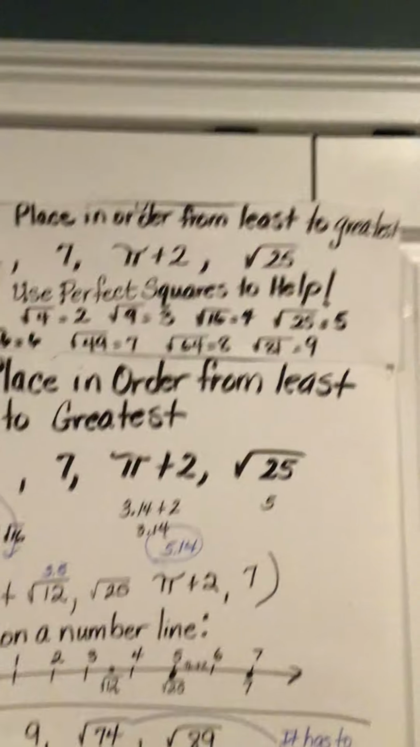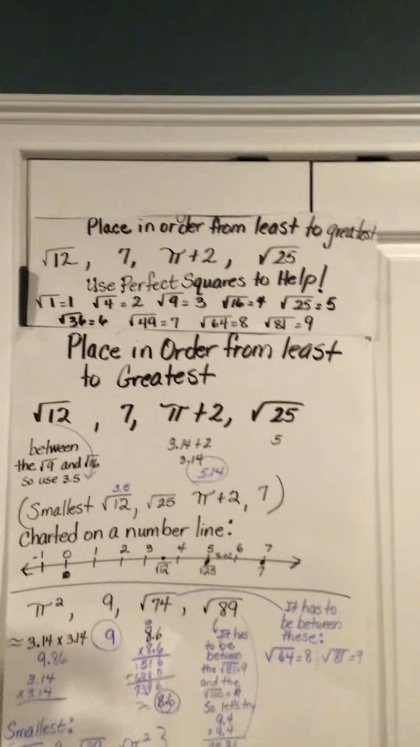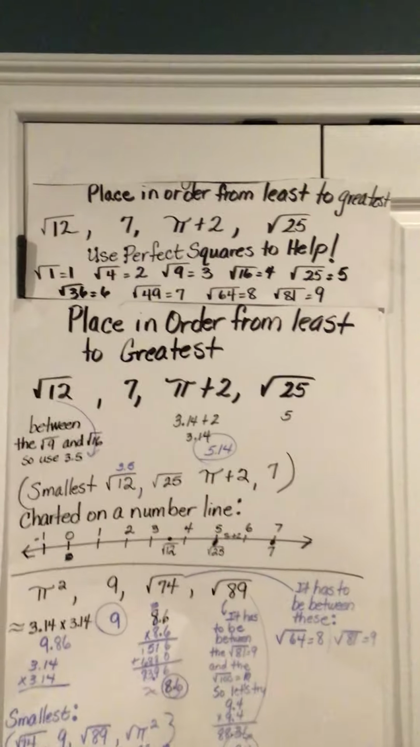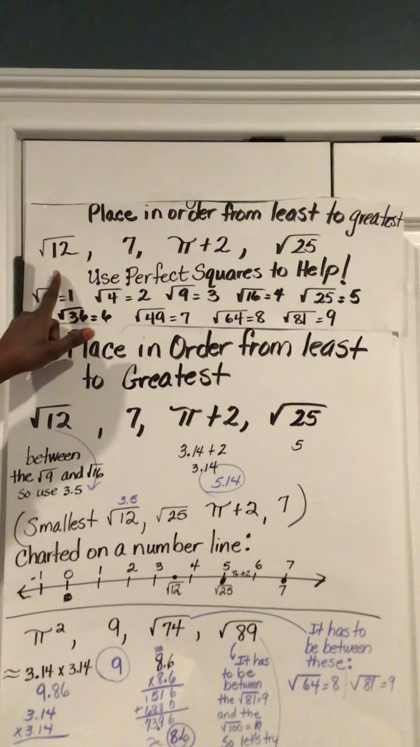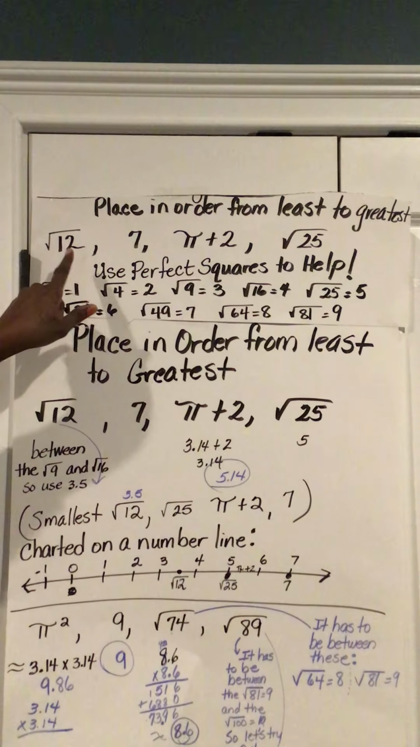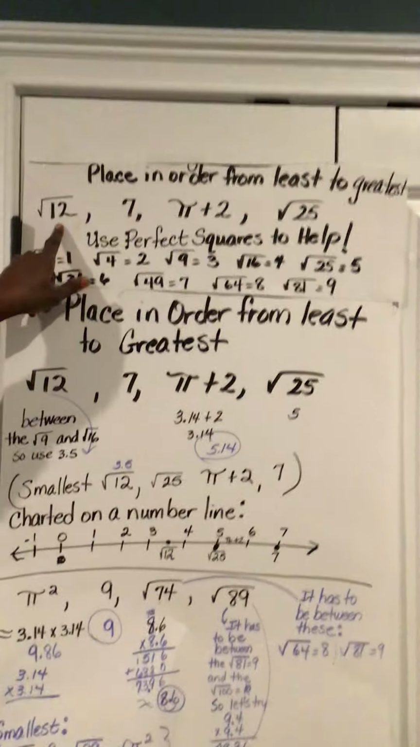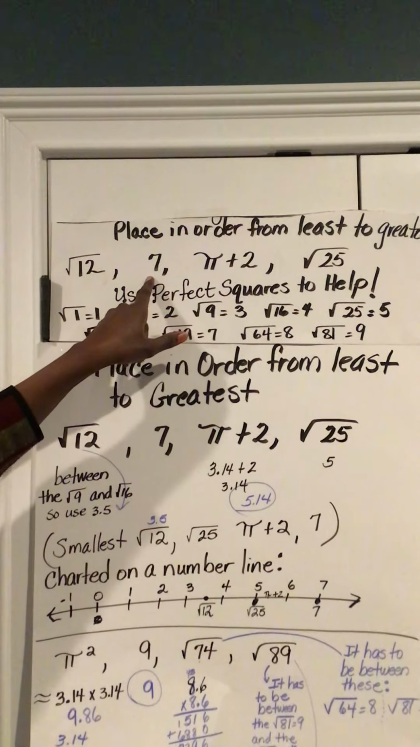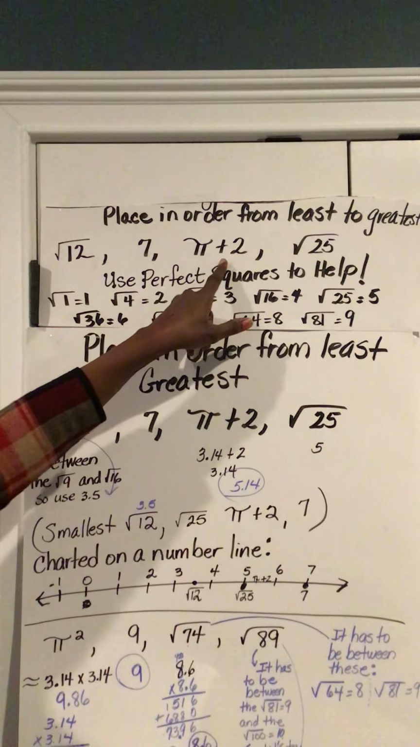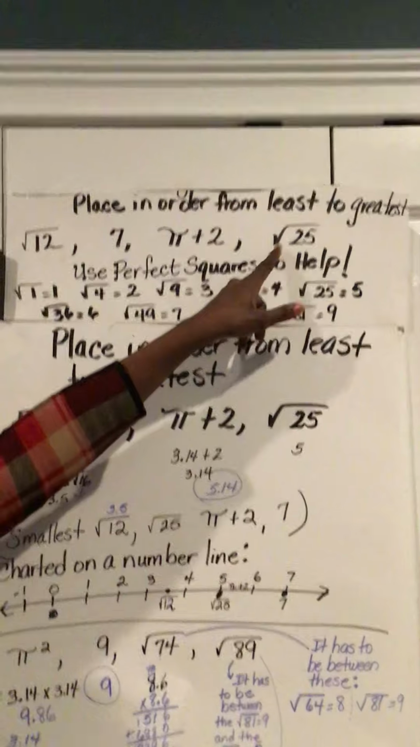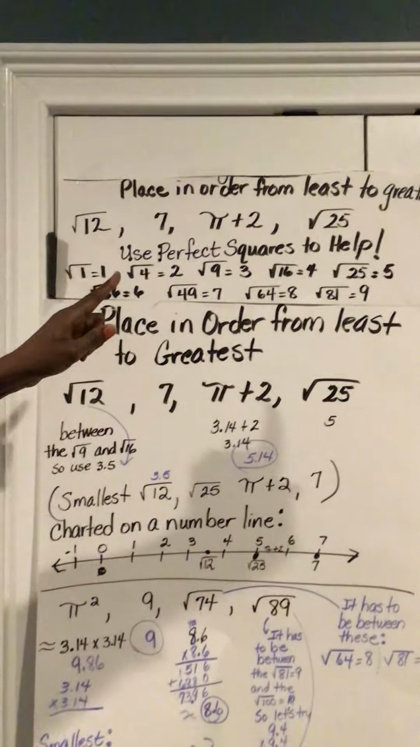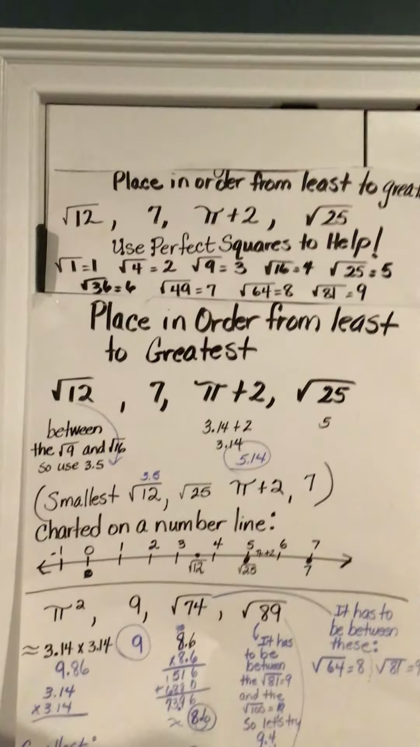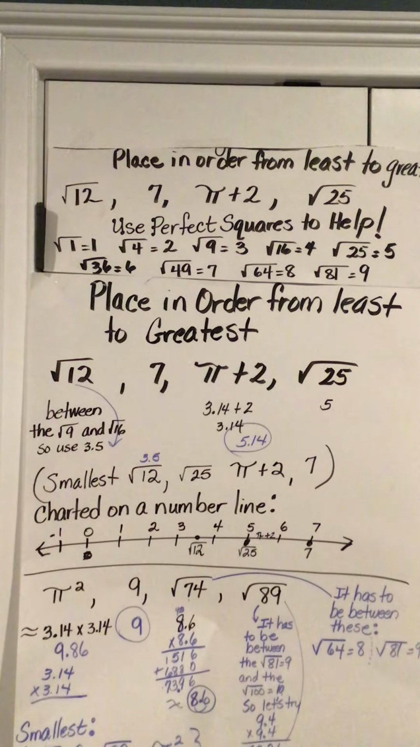Now I want to do it by placing them on a number line, but I still want to do it from least to greatest. It says place in order from least to greatest. Here we go. We need to know the square root of 12. We have 7, which is a whole number. We have pi plus 2, and we have the square root of 25. So we need to order these from the least to the greatest.